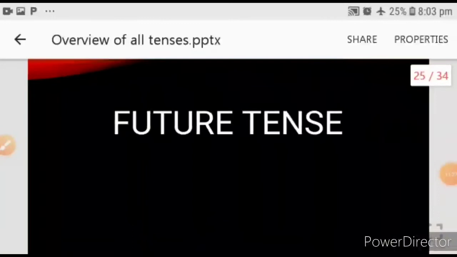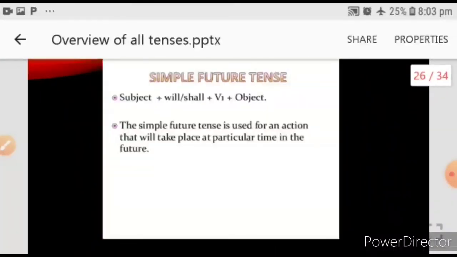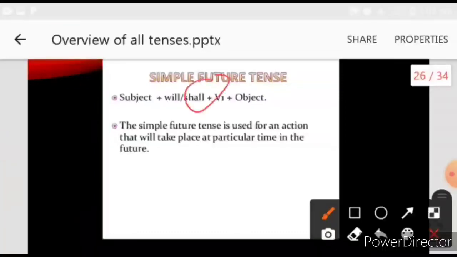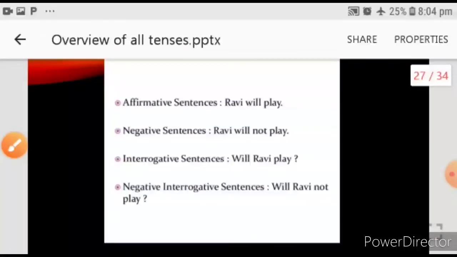Now in future tense we have will or shall plus first form of the verb. Now will is used with all the third person pronouns, and with I and we only shall. I shall or we shall. With the first person I or we, you use shall, and with the rest you use will. For example, he, she, it, you're going to use will. Okay, so this is again a quite simple sentence and very easy. For example, Ravi will play, Ravi will not play, and will Ravi play.